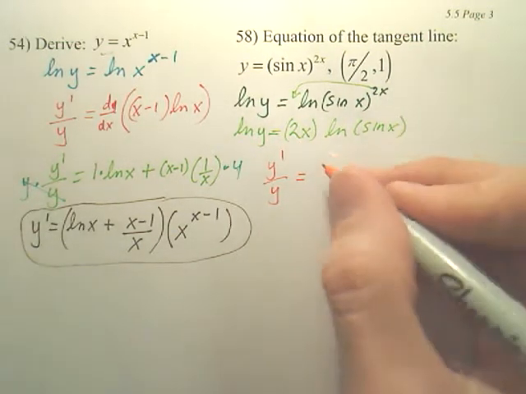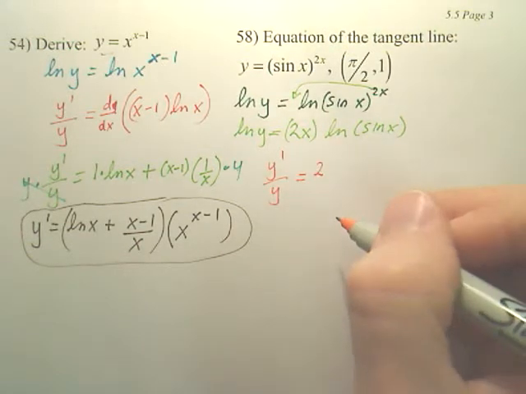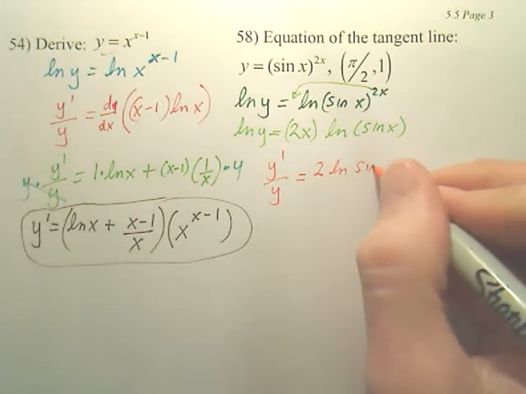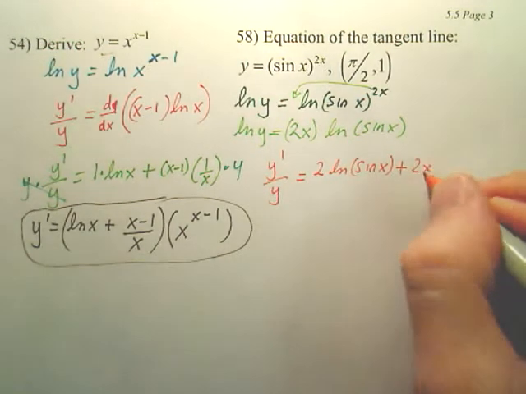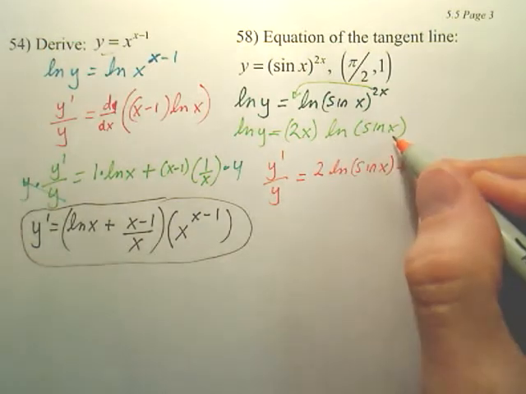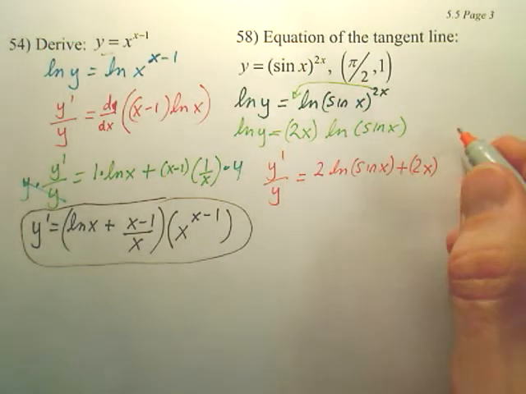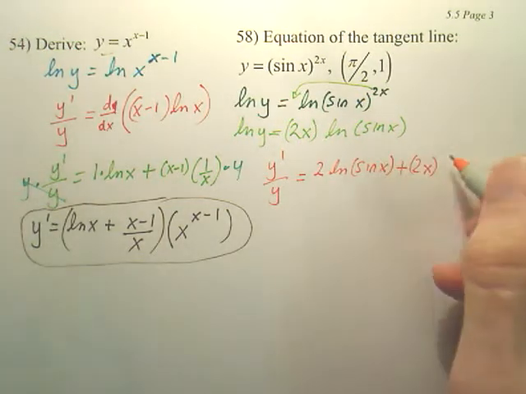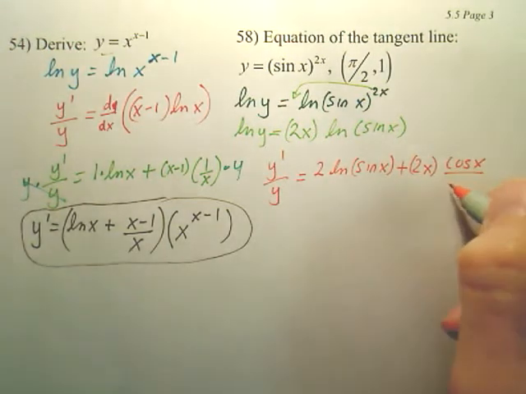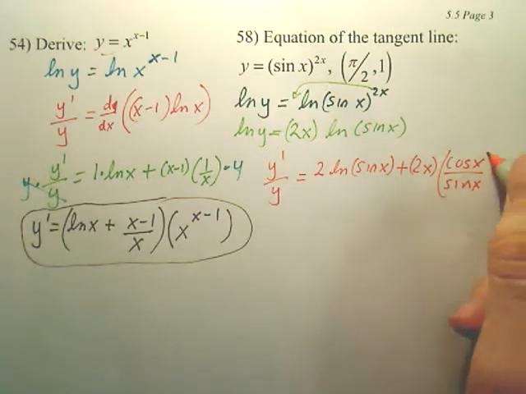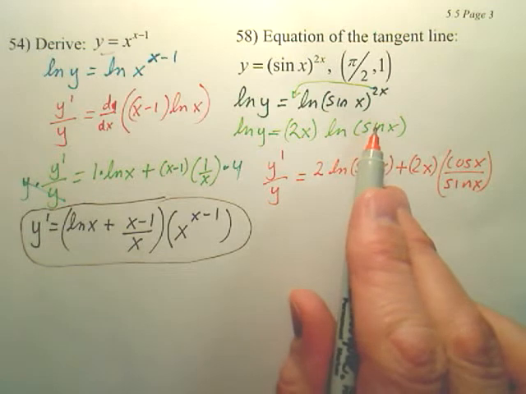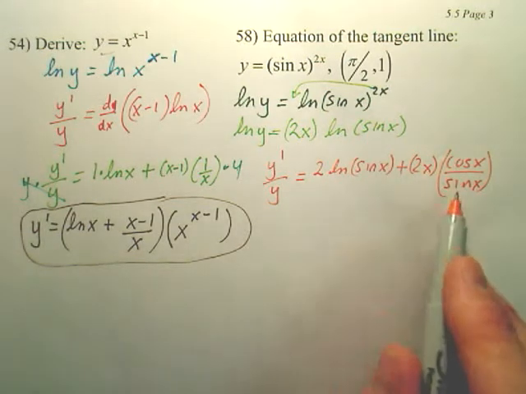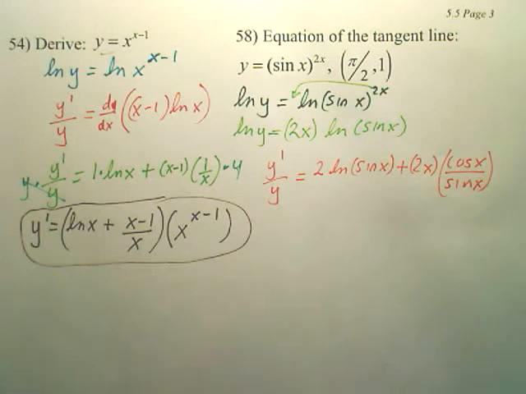This is going to be a product rule, so it's going to be 2 ln sine x plus 2x, and the derivative of ln sine x is going to be u prime over u, which is the derivative of sine, cosine, over sine x. Again, the derivative of ln sine x, this is u prime, cosine over sine. There it is.